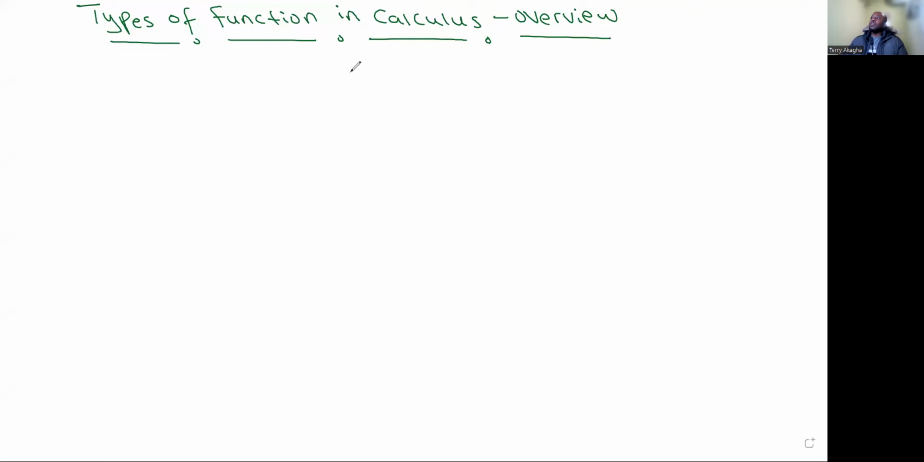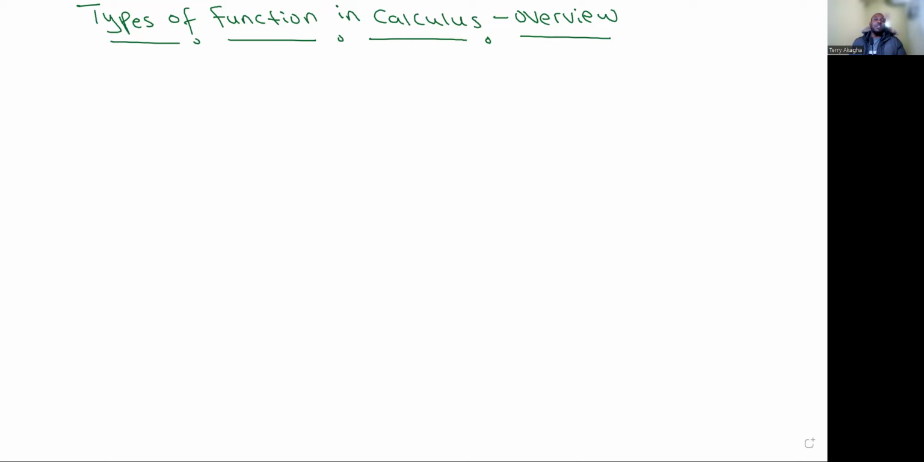So we're going to start with the first one. I'm going to quickly introduce the three broad types of functions. There are three types: we have the increasing function, we have the decreasing function, and we have the stationary point, okay?